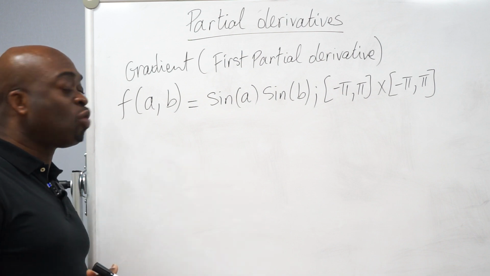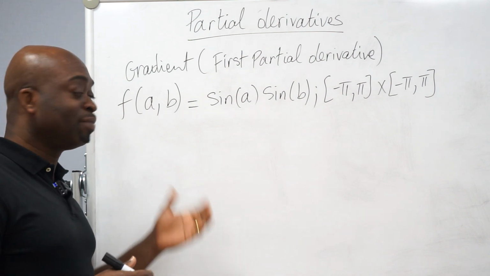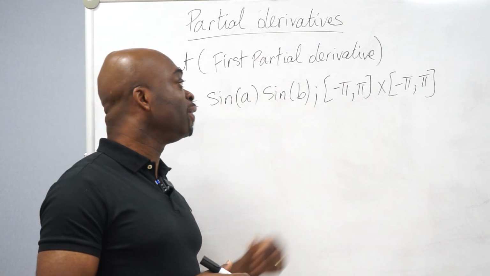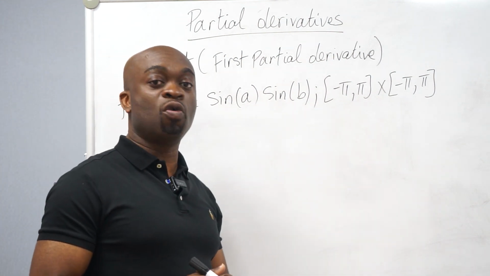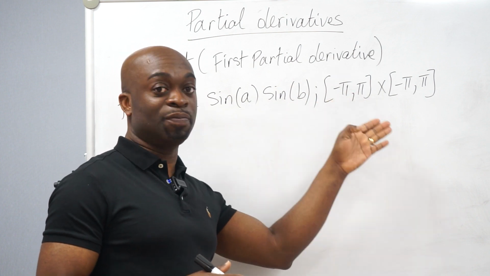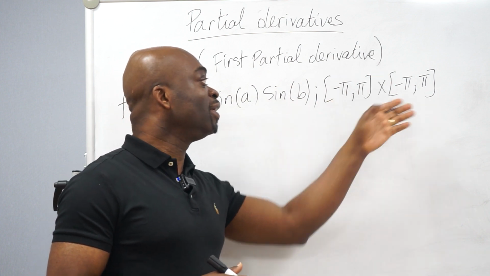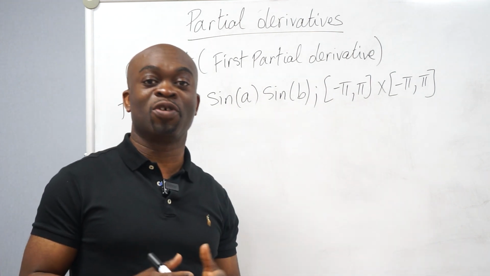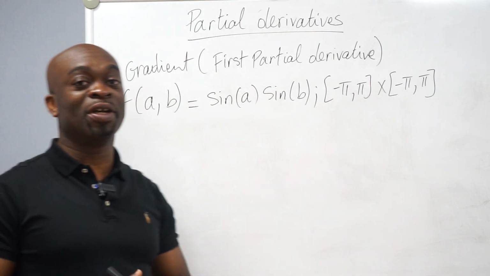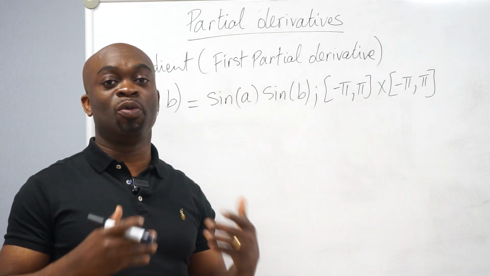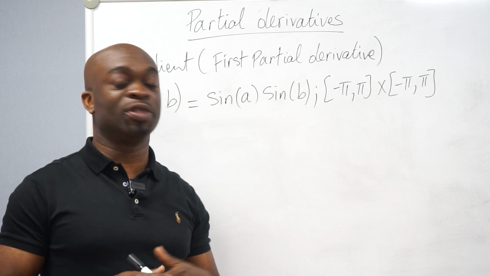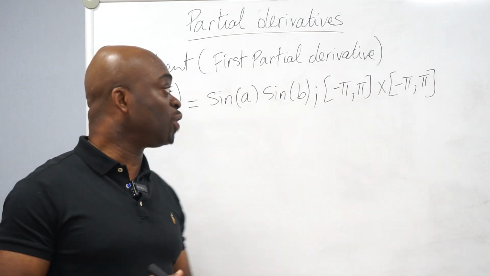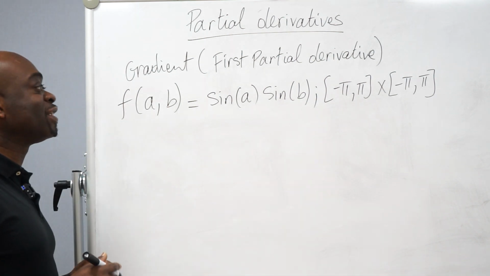Now we have a question here, which is f of a, b equals sin of a times sin of b, which is defined over the range negative pi to pi times negative pi to pi. For those who remember your trigonometric functions, you know what we're talking about here, but if you don't, we definitely have videos on trigonometry that you can watch as well, okay? So let's go ahead and see what we have here.